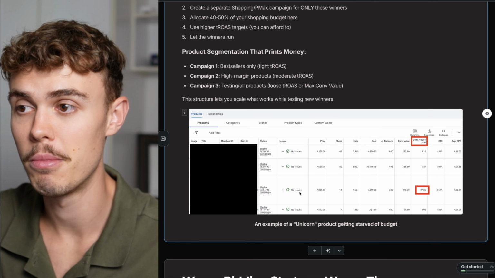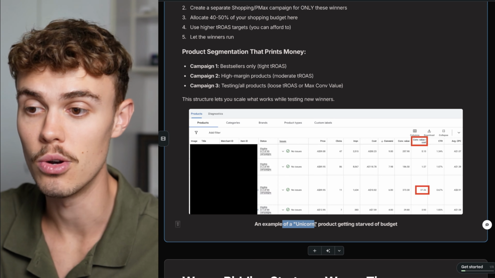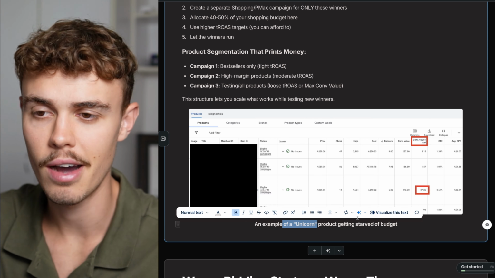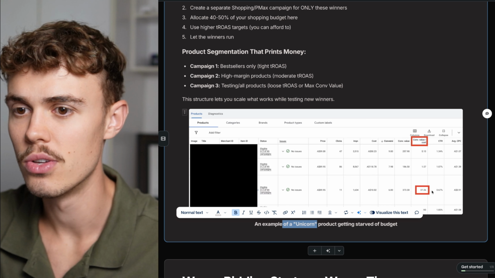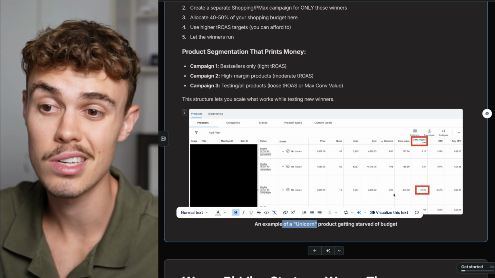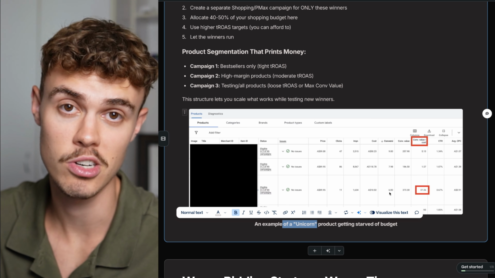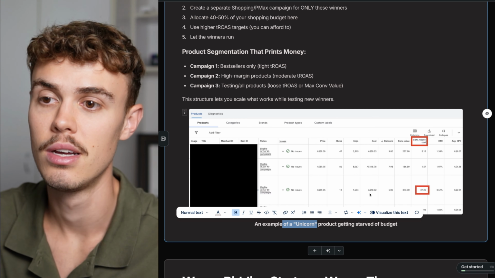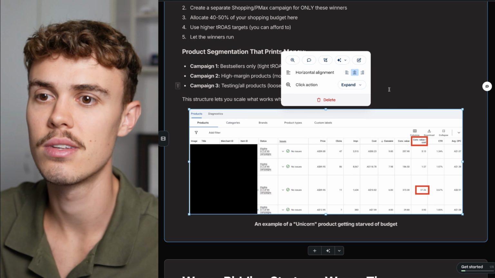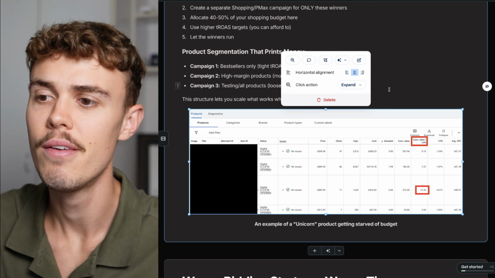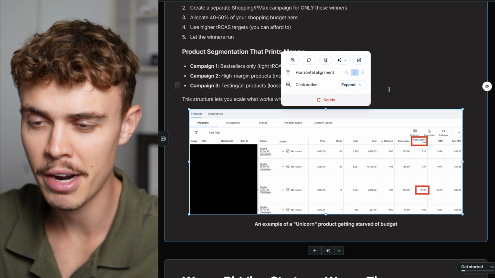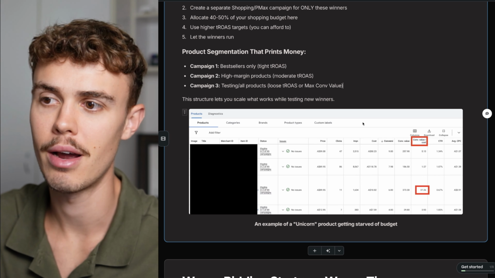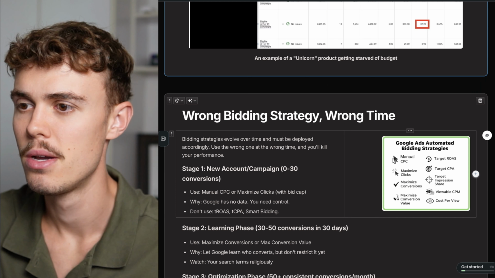This is just an example from a client account of a unicorn product getting completely starved of budget. You can see it had a 37x ROAS with 6 conversions, which is not meaningless. That's actually a pretty significant number of conversions considering the ROAS. And it had only spent $10. So that indicates a huge amount of potential for a product like that, if the search terms all align, if it has scalability, and depending on how everything looks. But that's an example, right?